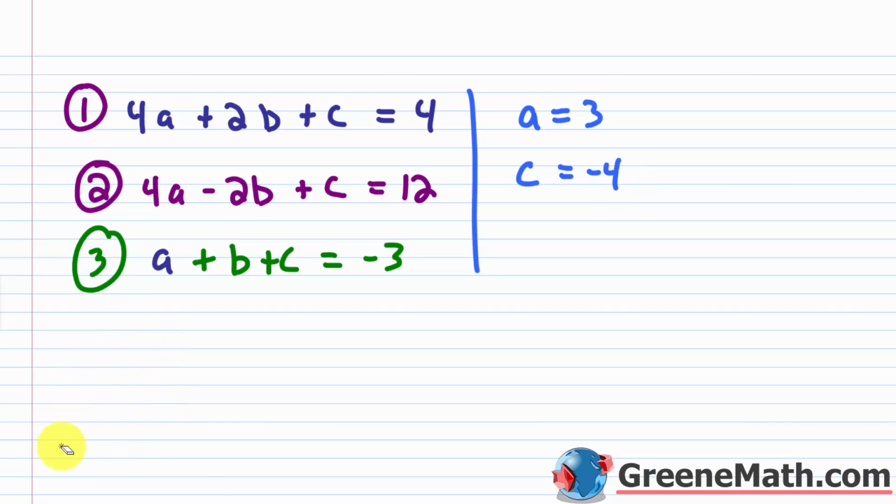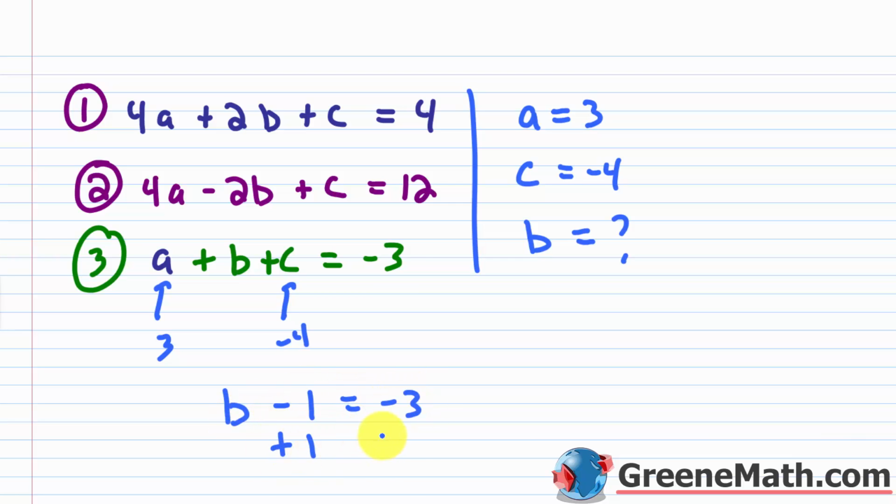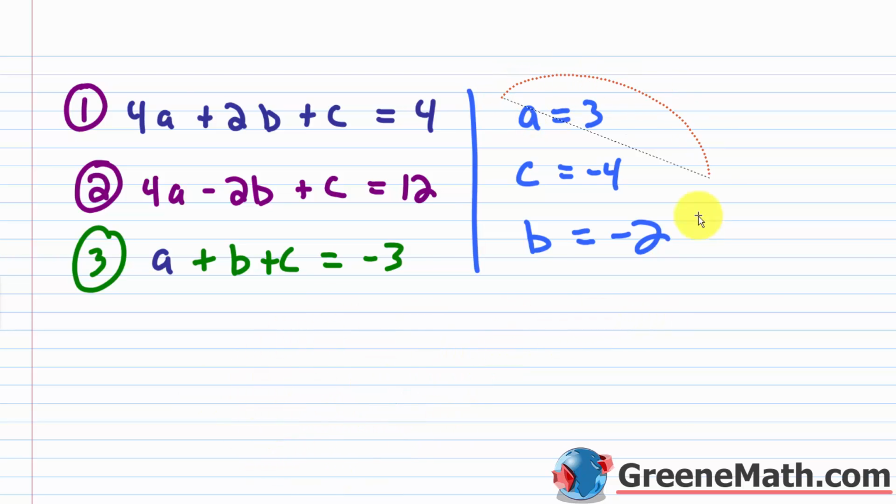Let's erase this. And now let's go ahead and plug in and find out what b is. So b is our unknown. So let's plug into equation 3. That's the easiest. So I'm going to plug in a 3 there. I'm going to plug in a negative 4 there. So I already know that 3 minus 4 is negative 1. So let me just write this as b minus 1 equals negative 3. Add 1 to each side of the equation, and I'll find that b is equal to negative 2. Okay, so let's put a negative 2 there. And let's copy these values and go back up.